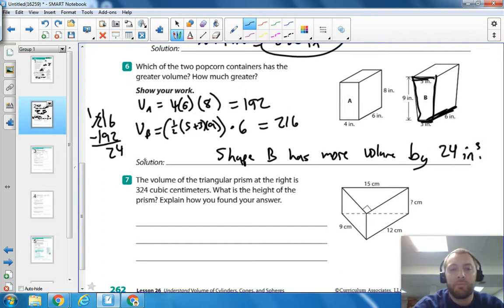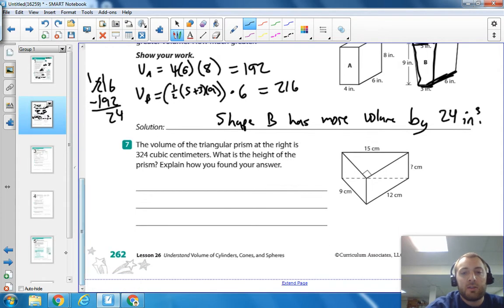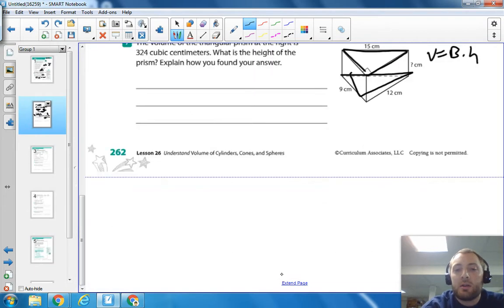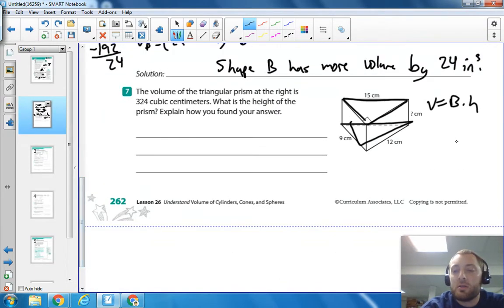All right, last one. Number 7. The volume of the triangular prism at the right is 324. So we have the volume. What is the height? Okay, so think about a triangular prism. It's going to have to be the triangle that's the base. So remember, it's area of the base times the height.